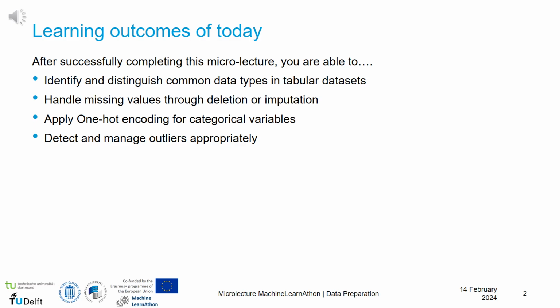In this micro lecture you will learn how to identify and distinguish common data types, and we will focus on tabular datasets, so this will not apply to datasets that you, for example, prepare for computer vision. Then you will learn something about handling missing data and one-hot encoding, which you need for specific data types. And last but not least, we will talk about outlier detection.